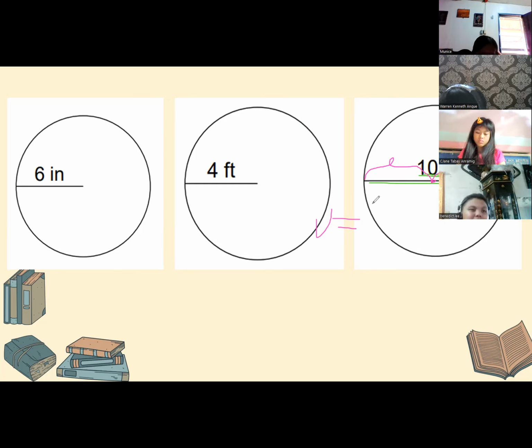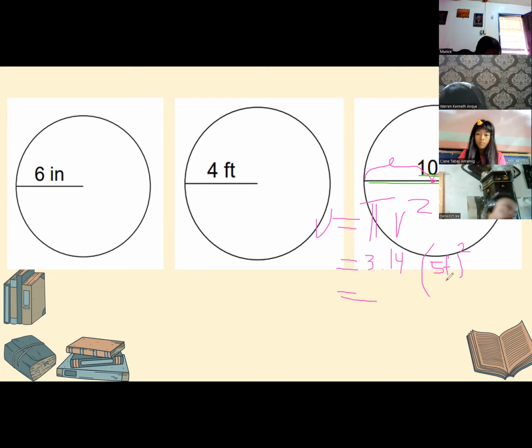The formula, Muniz, is pi times r squared. What's the pi again? 3.14. Very good. What's your radius for the circle? Five feet squared. Don't forget the squared, okay? Then when you say 5 feet squared, what does it mean? You're gonna times? 5 times 5. Very good. What's the answer? 25. And then your unit is?